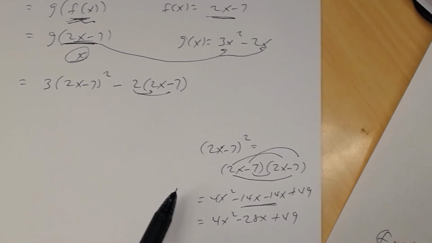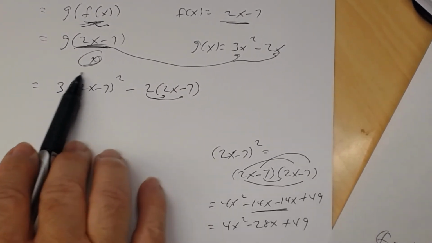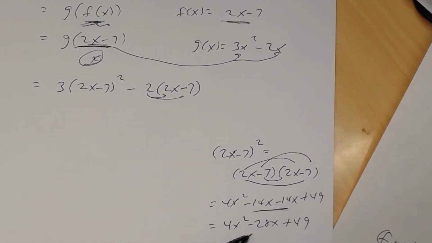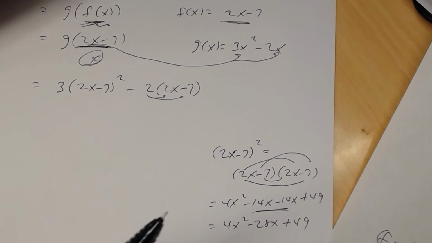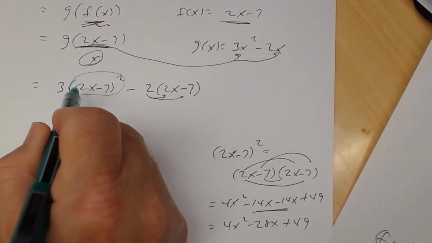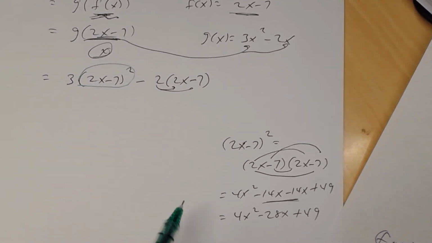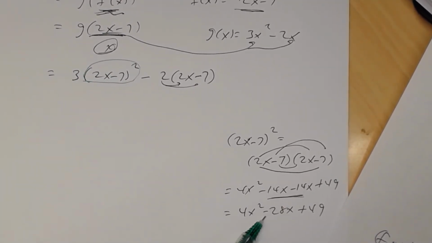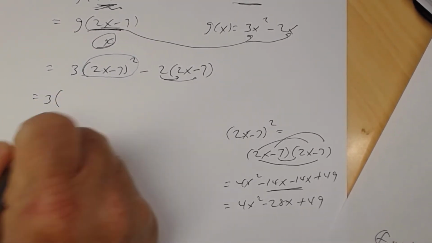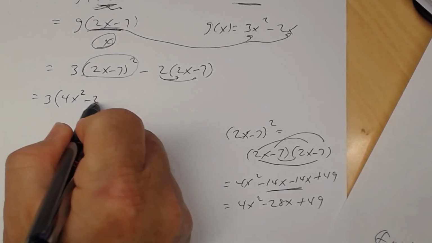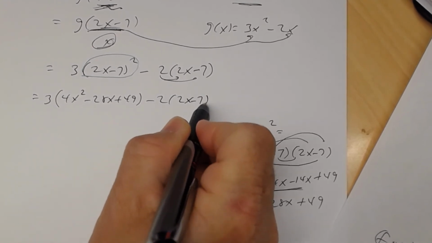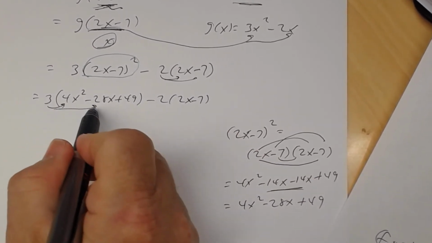So now what I found, just this right here, is this trinomial. So in place of this binomial squared, I'm going to substitute this trinomial. Don't forget those being multiplied by 3. So I'm going to get 3 times 4x squared minus 28x plus 49, and then minus 2 times 2x minus 7. And so now I'm going to distribute.